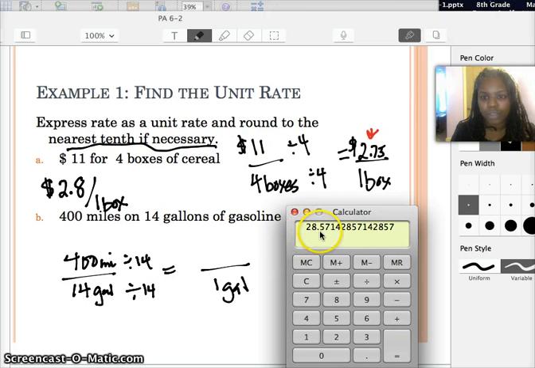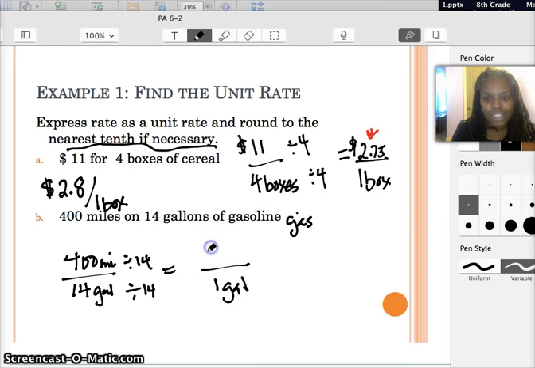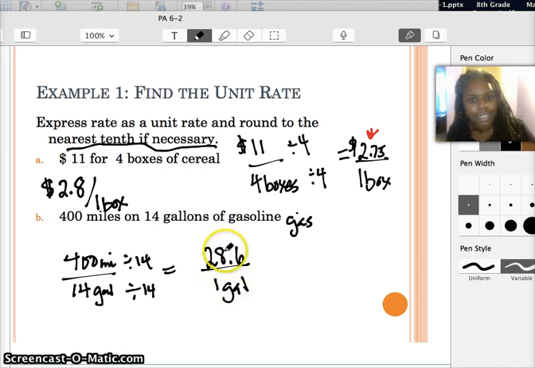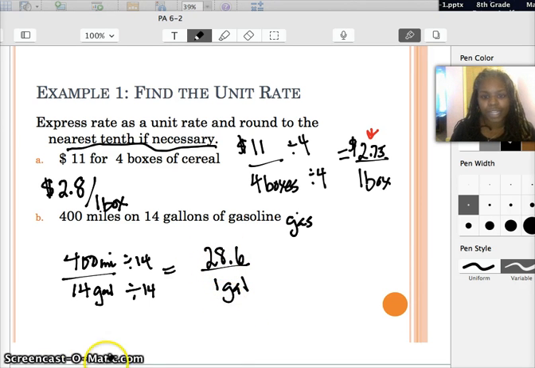So I'm looking at this, we've got 28.57. And we know that we're rounding to the nearest tenth. So my answer, instead of being 28.57, will be 28.6. Right? So 28.6 miles per gallon. Let's move on to another example.